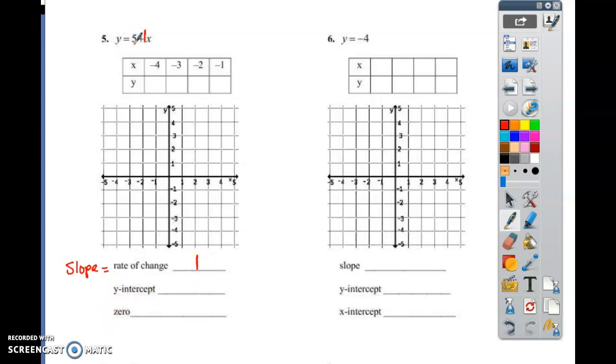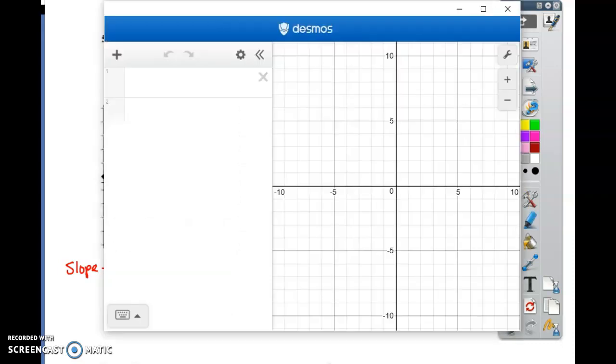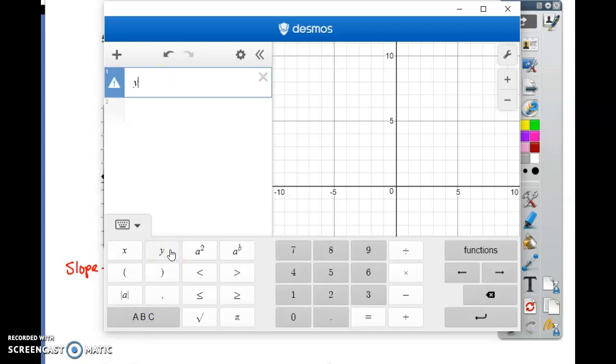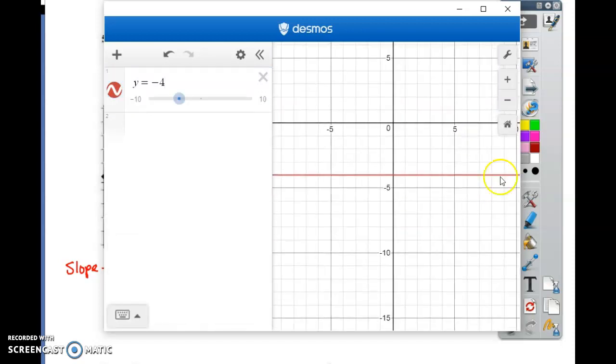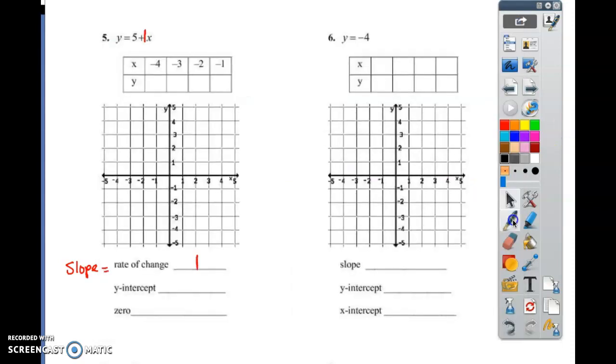Problem number 6. If I put this in Desmos, y equals -4. You're writing everything that I'm writing down, and you're doing everything that I'm doing on your calculator. So this is it. It is a horizontal line. When you see something like this, this is 0 slope. It's on the wall. 0 slope. So we're going to put here that the slope for this one is 0.